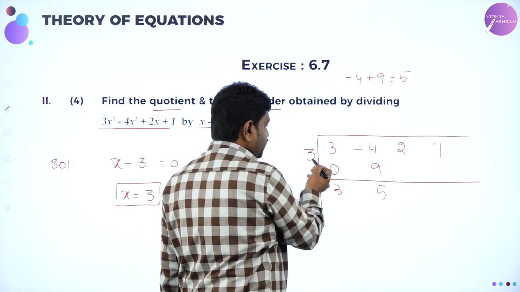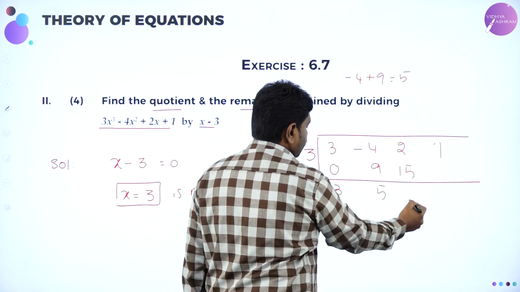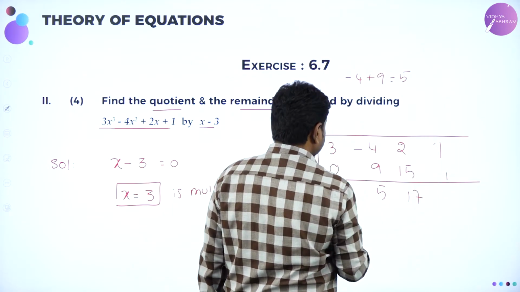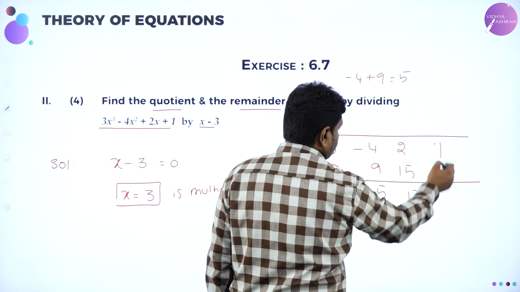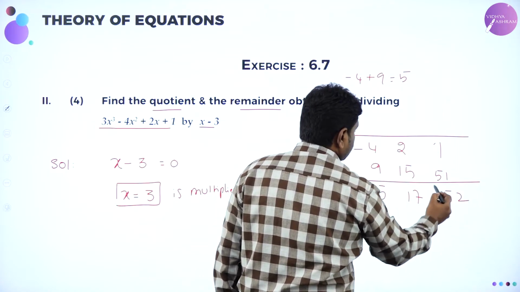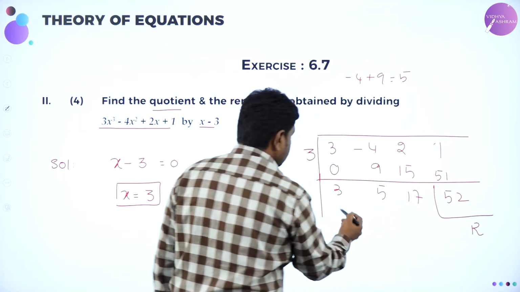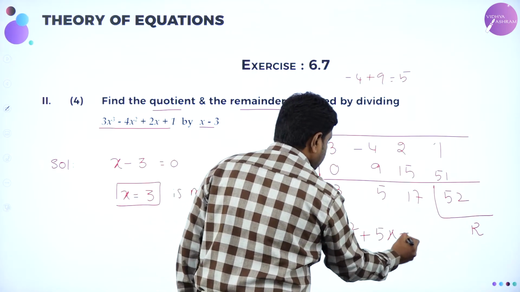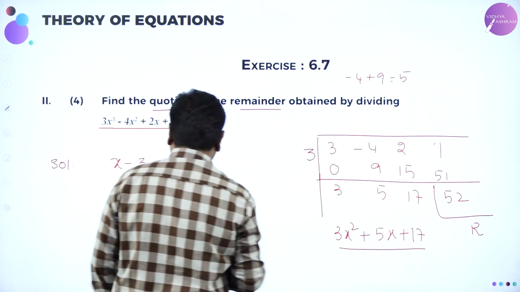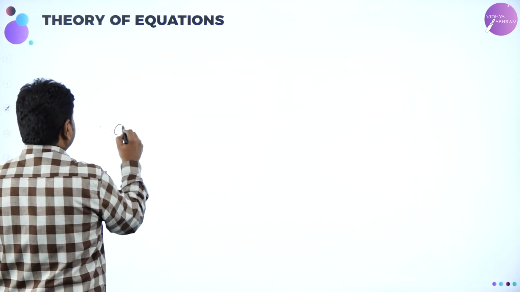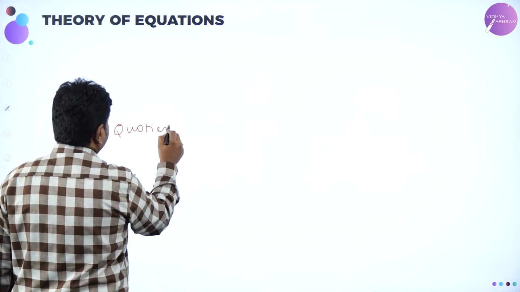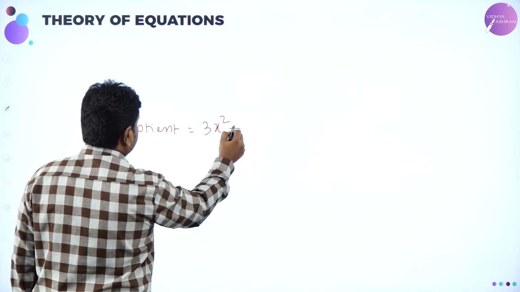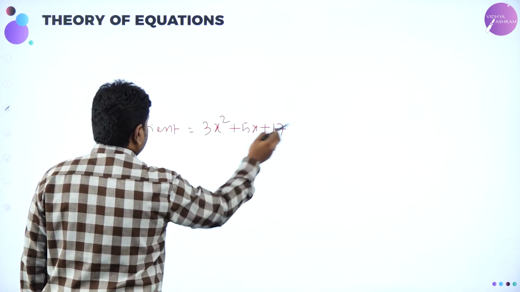Now again multiply. 5 3s are 15. Add 2 to get 17. 17 into 3. 3 7s are 21, 2 and 51. Now add this. You'll get 52. So whatever you get here is the remainder. And now this is the quotient of x square, 3x square. This is the quotient of x, plus 5x. And this is the constant 17. This is the quotient. So therefore now you write. Therefore the quotient is equal to 3x square plus 5x plus 17. And the remainder.